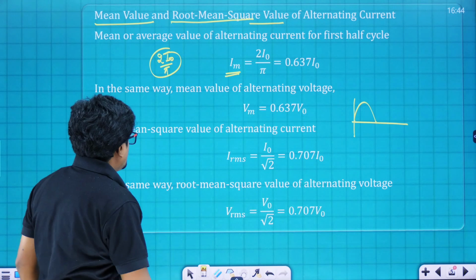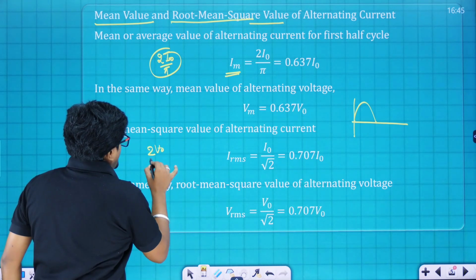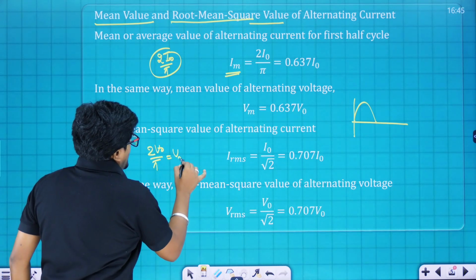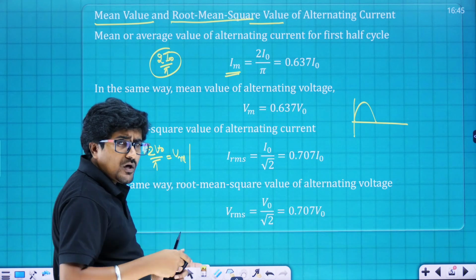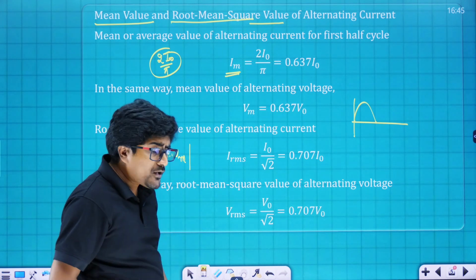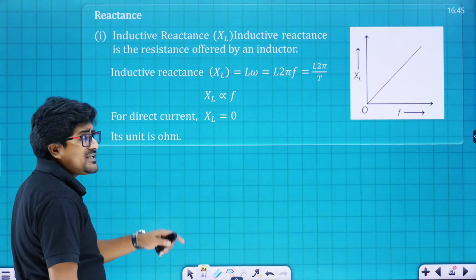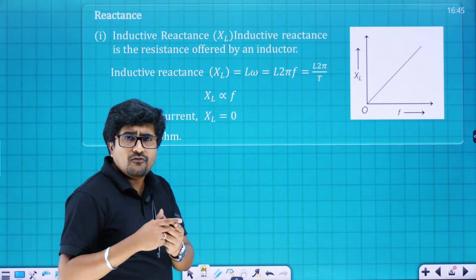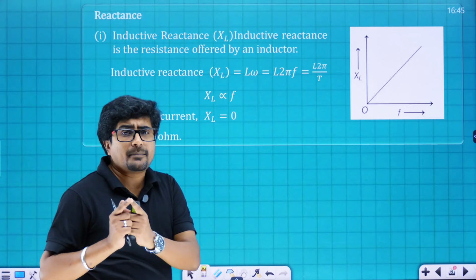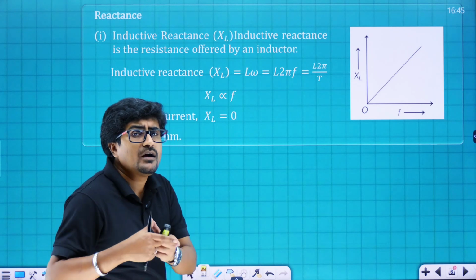In the same way, we can have the mean value for voltage also. The same expression, 2 times V naught divided by pi, is going to be the mean value. And what about the RMS value? RMS value is I naught by root 2, and VRMS is V naught by root 2. Moving to the next, that is reactance. The resistance offered by an inductor or a capacitor against alternating current is known as what?